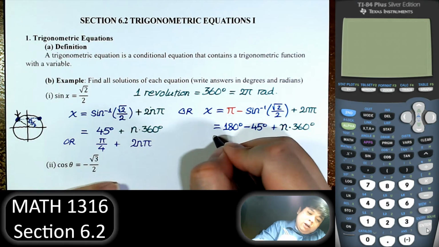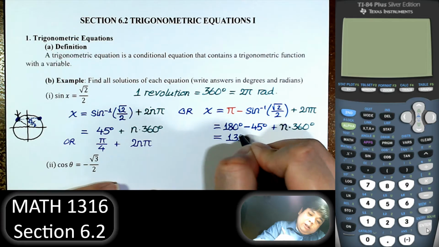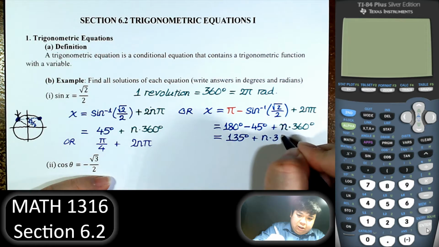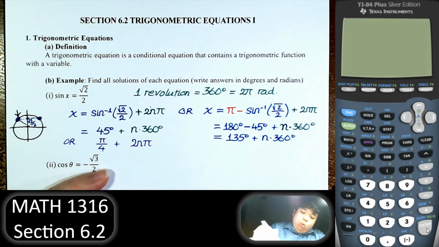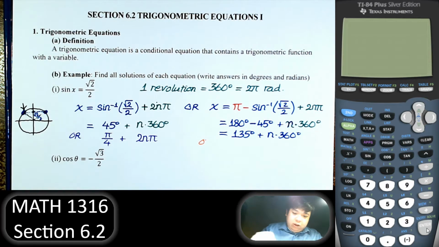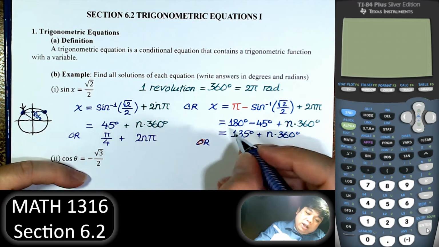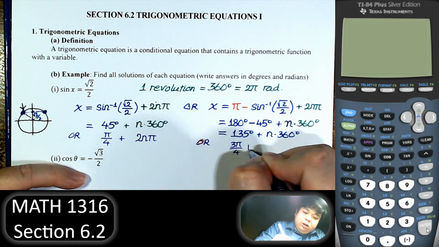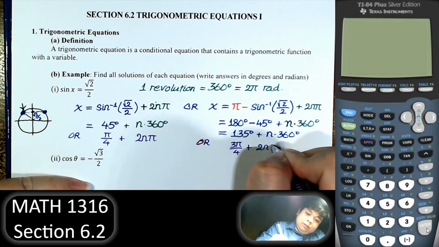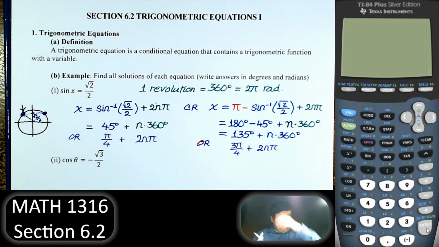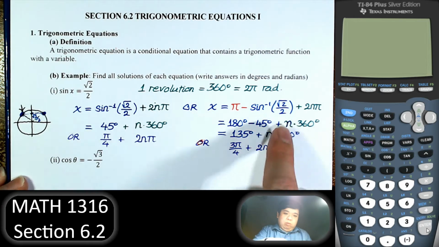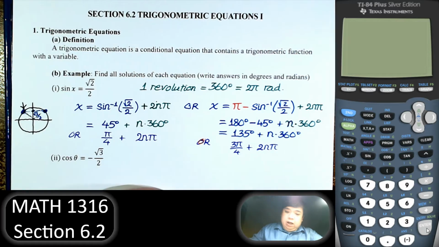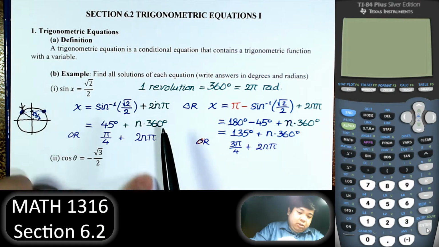That gives us 135 degrees plus n times 360. Or if we want to write in radian, 135 degrees is 3 pi over 4 plus 2n pi. Don't worry about this. I just want to write this, and then after that we have some certain formulas, and we can just work with that. So the key here is two things.